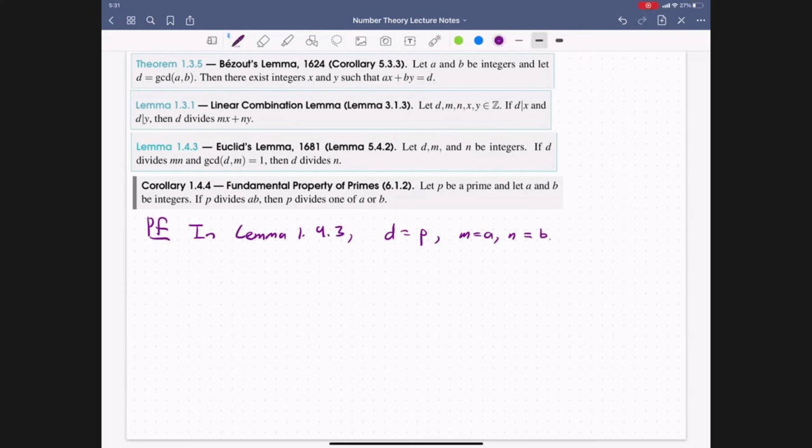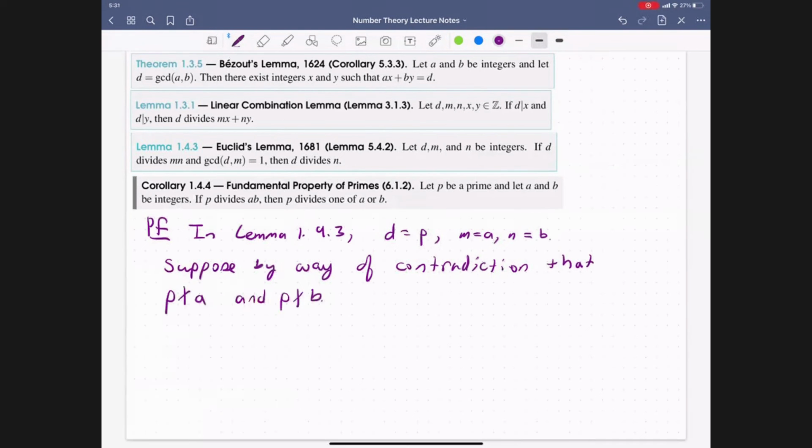So the way we go about this is towards a contradiction. Suppose, by way of contradiction, that p does not divide a, and p does not divide b.